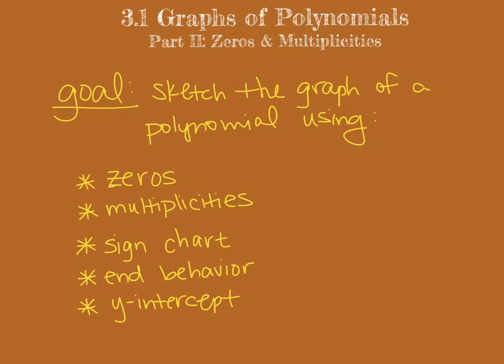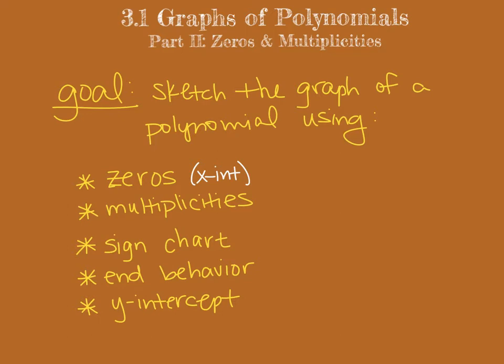So zeros, we should already know that zeros are the x-intercepts. They're where our polynomial's graph hits or crosses the x-axis. Multiplicities will be something new we talk about today, same with sign charts. Those are tools that help us to graph a function, or sketch it rather.